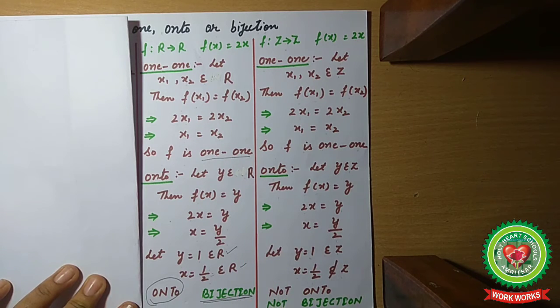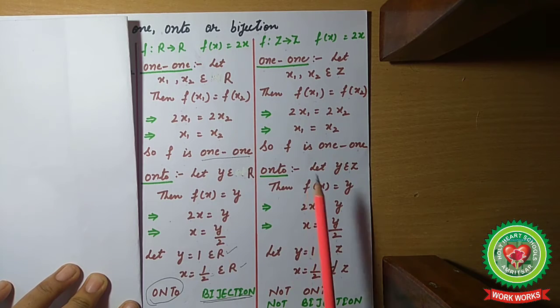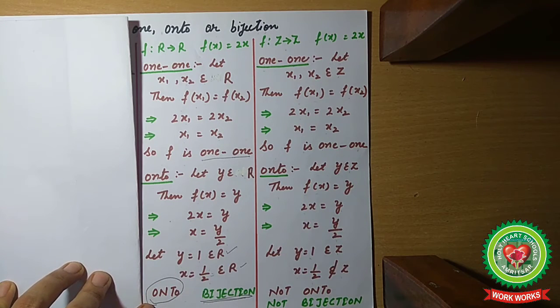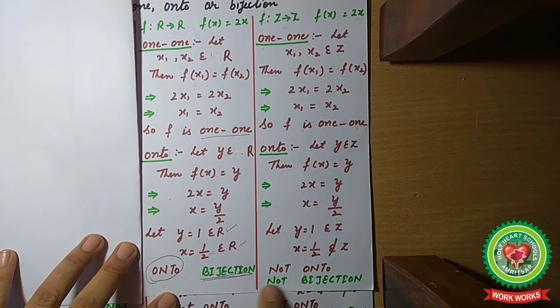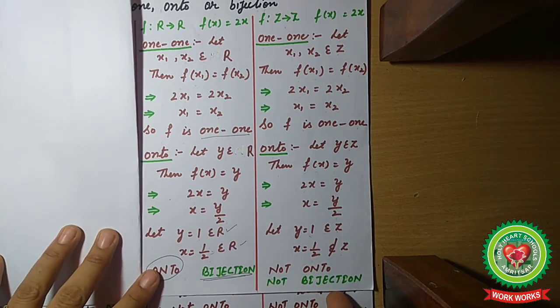So this function is a bijection for the real numbers only. For the integers and for the natural numbers, this function is not a bijection, because it is not onto.